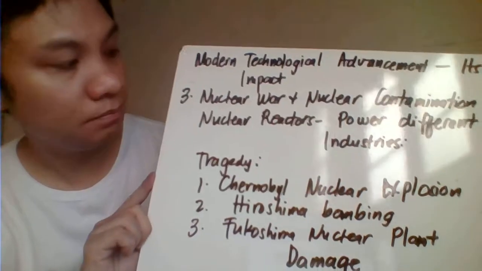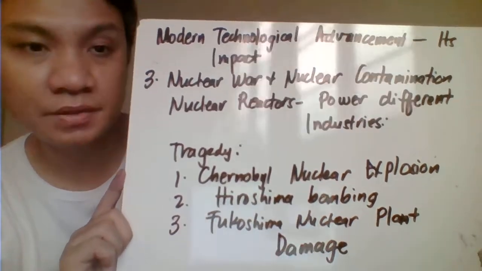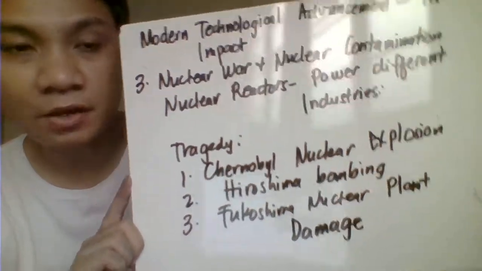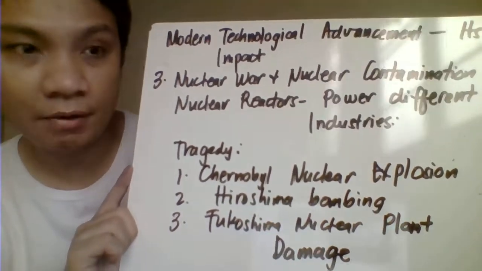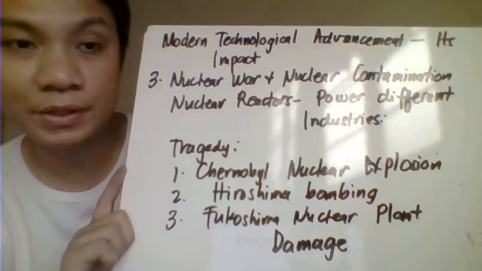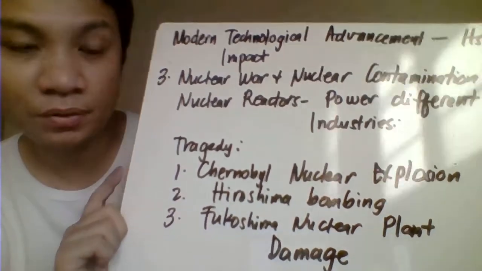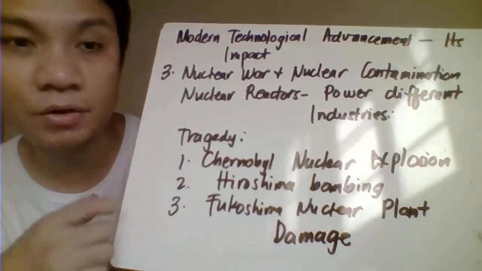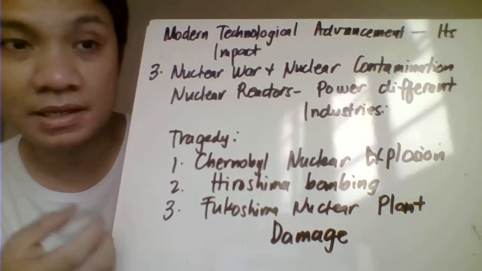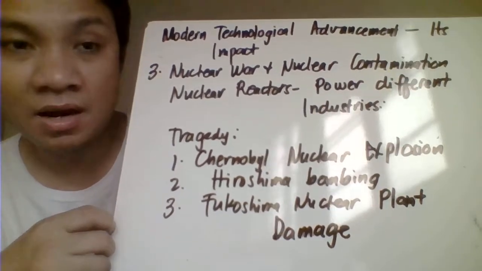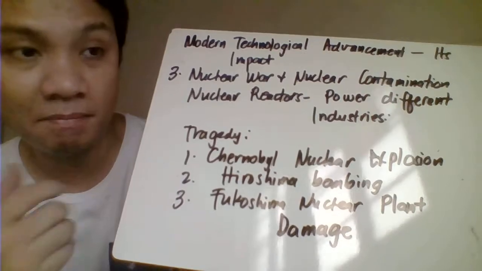Okay, the third issue here, we have the nuclear war and nuclear contamination. Basically, the use of nuclear power, the nuclear reactor, is being used as a source of energy for different industries. Nuclear power uses radionuclides, and radionuclides are very toxic. So these are toxic chemicals that could result in ill effects in our body.